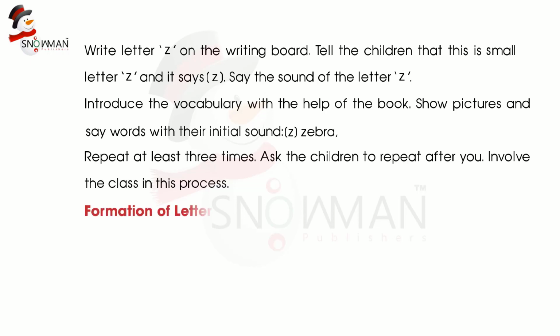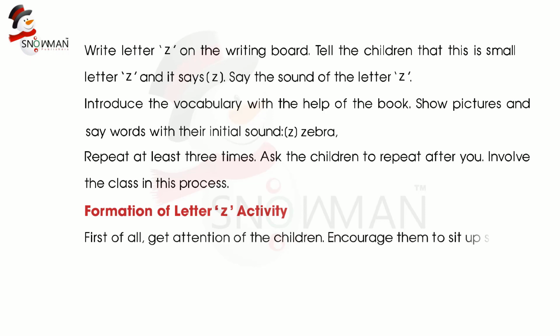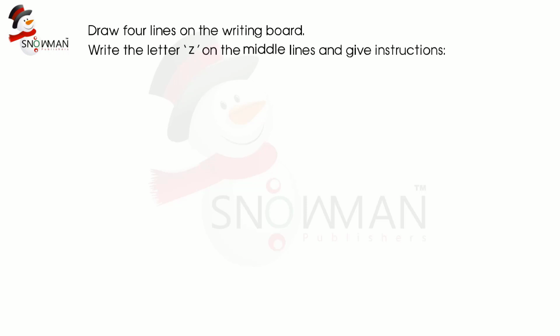Formation of letter Z activity. First of all, get attention of the children. Encourage them to sit up straight and not bend their backs. Draw 4 lines on the writing board. Write the letter Z on the middle lines and give instructions.